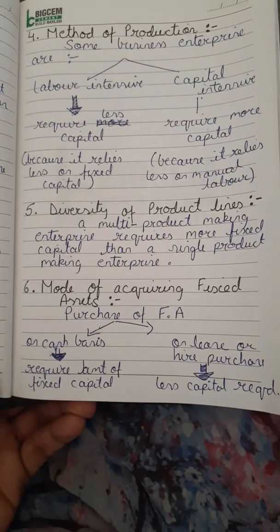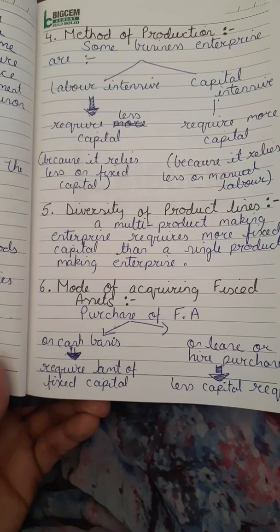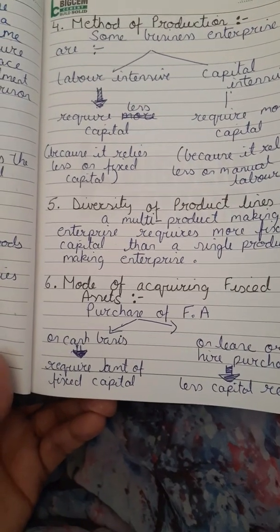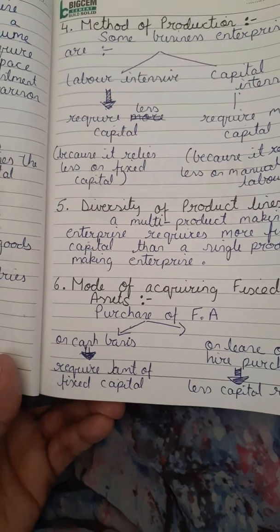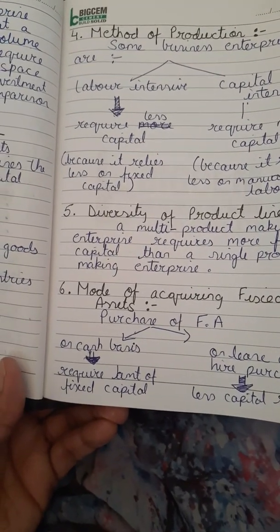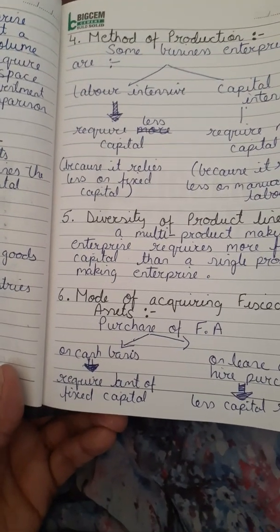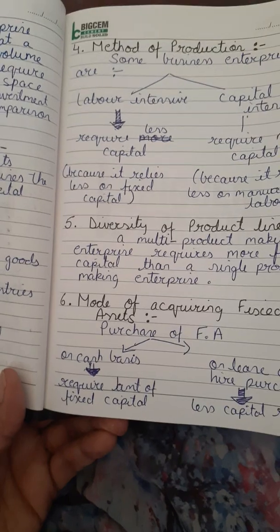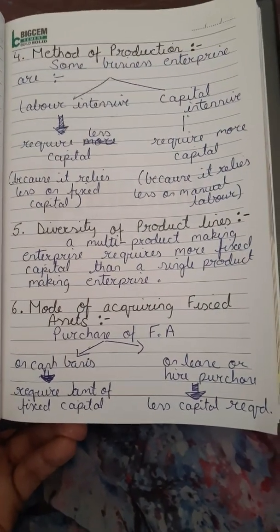When an asset is taken on lease or hire purchase, the business enterprise pays lease rent and uses the fixed asset. This way huge amount of money required for the purchase and maintenance of fixed asset is saved. Thus, availability of leasing and hire purchase facility reduces the capital requirement of a business enterprise.